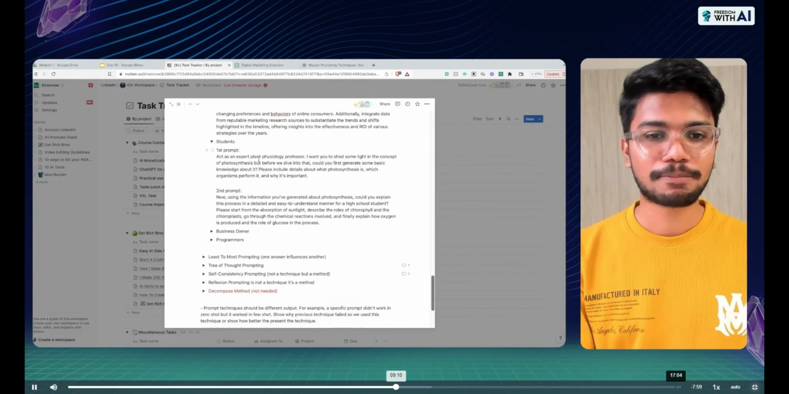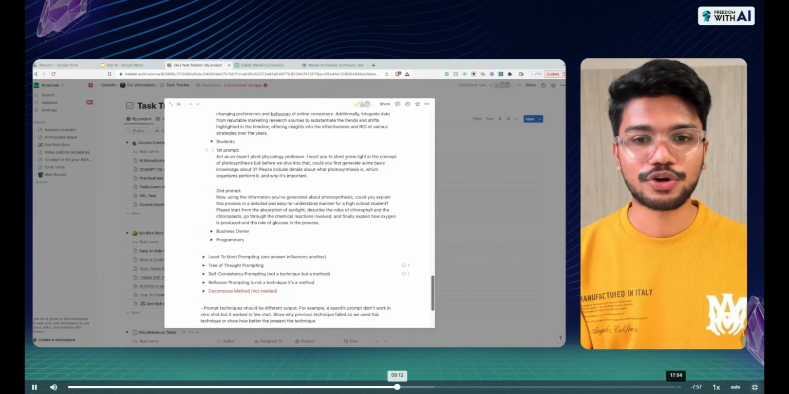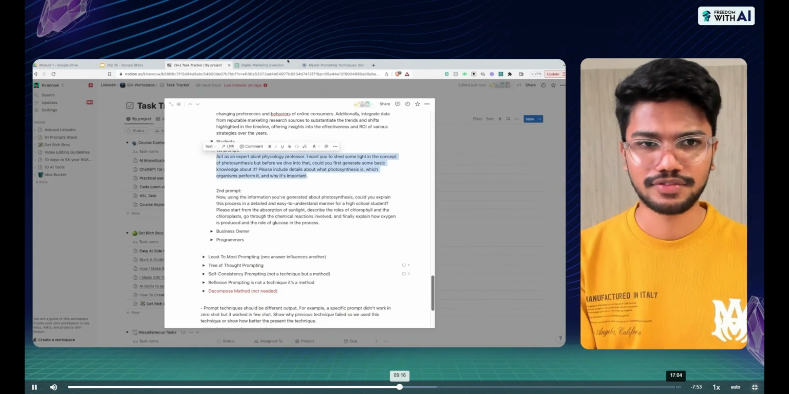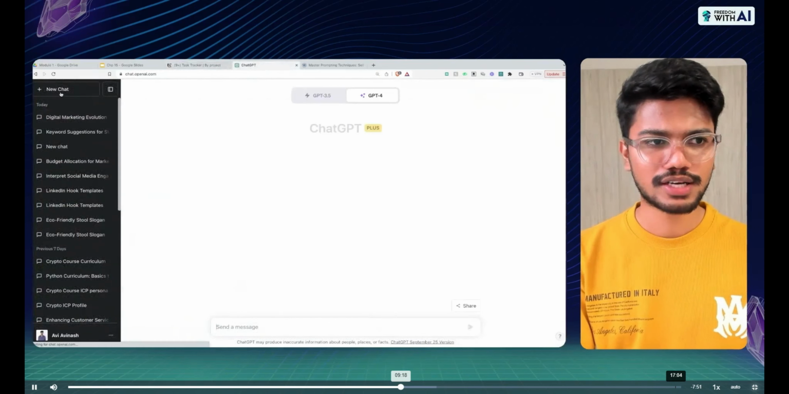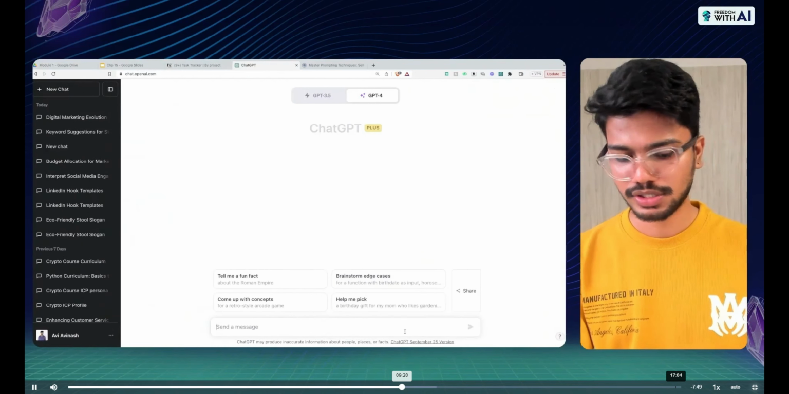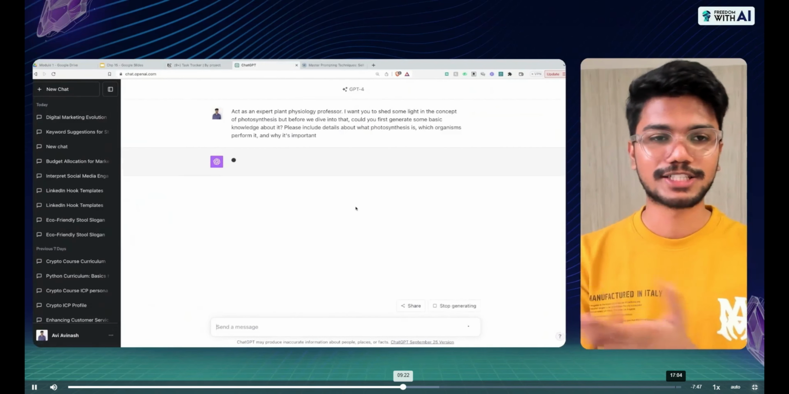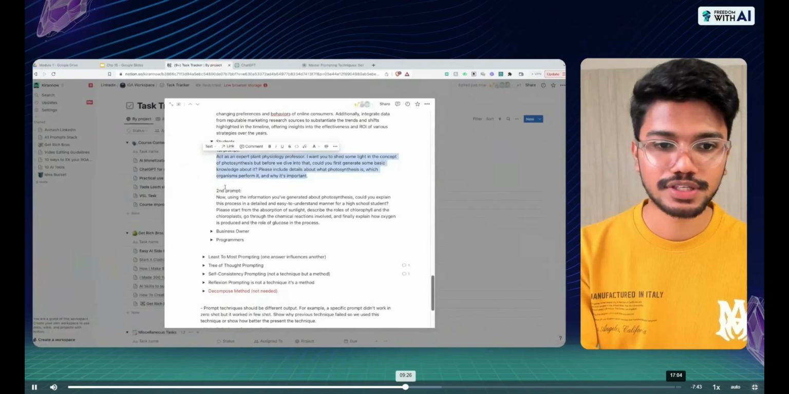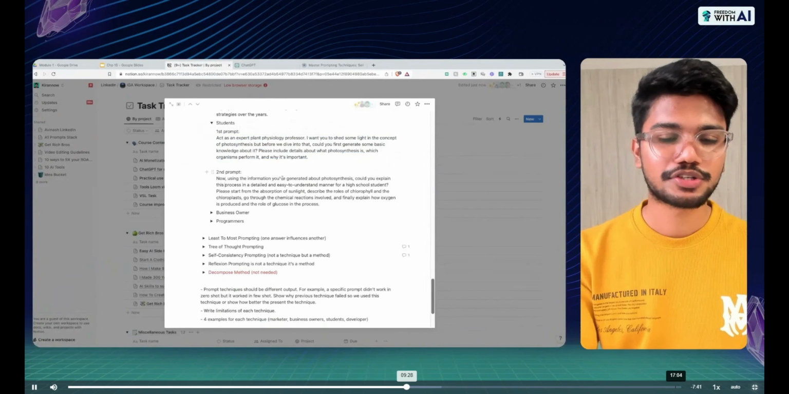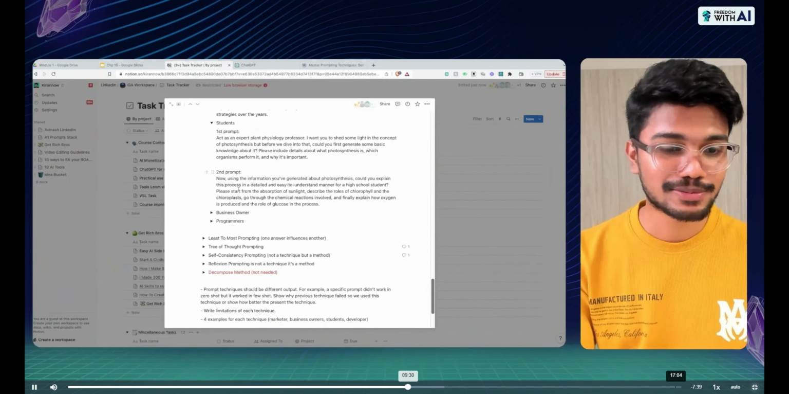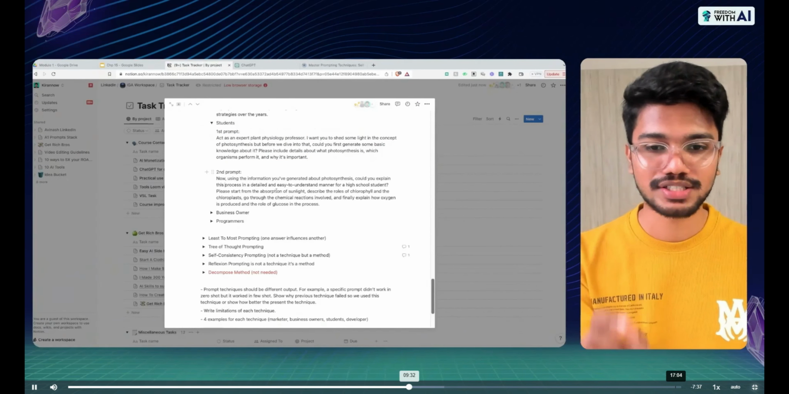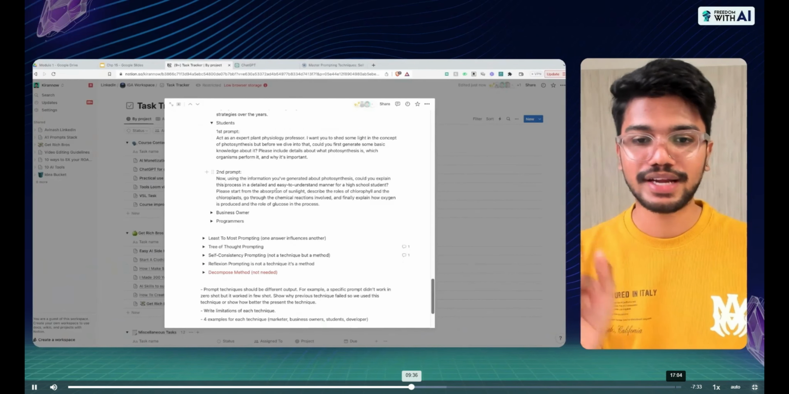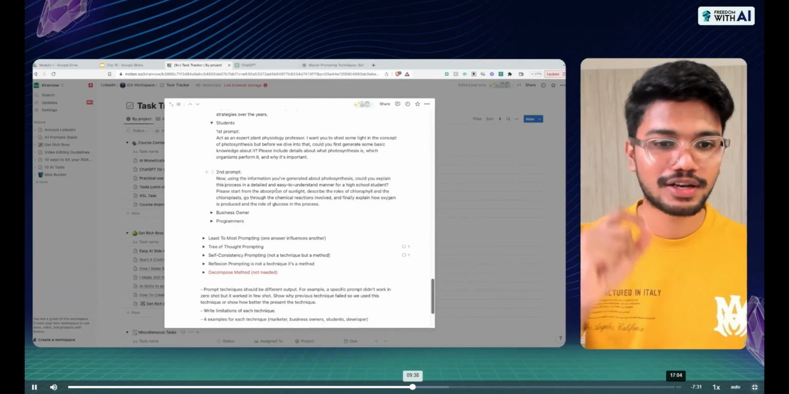Act as an expert plant physiology professor. I want you to shed some light on photosynthesis or whatever. So you're now asking a knowledge generation part, and then ChatGPT will generate the knowledge. Your final question here is very simple: now, using this information you have generated about photosynthesis, could you explain the process in detail and in an easy-to-understand manner for a high school student? Please start from the absorption of light, describe the role of chlorophyll, and so on.